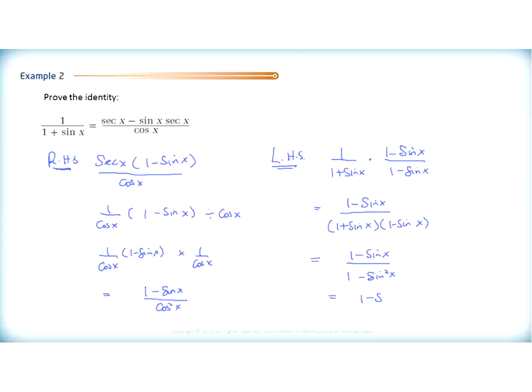Now, if I replace the 1 minus sine squared in the denominator, you should recognize that as an identity. It's cosine squared. And you can now see that my left-hand side and my right-hand side are both equal. Right-hand side is 1 minus sine over cosine squared. Left-hand side is 1 minus sine over cosine squared. So I worked with both sides of the equation this time until I got them both equal. That's example 2. Example 3 is this one here.